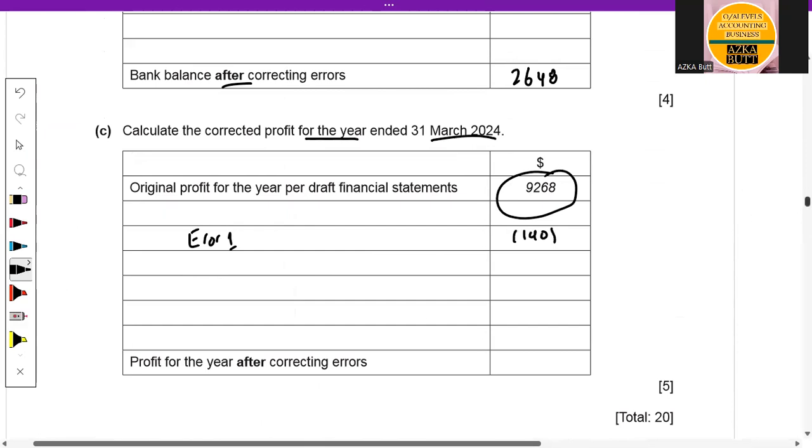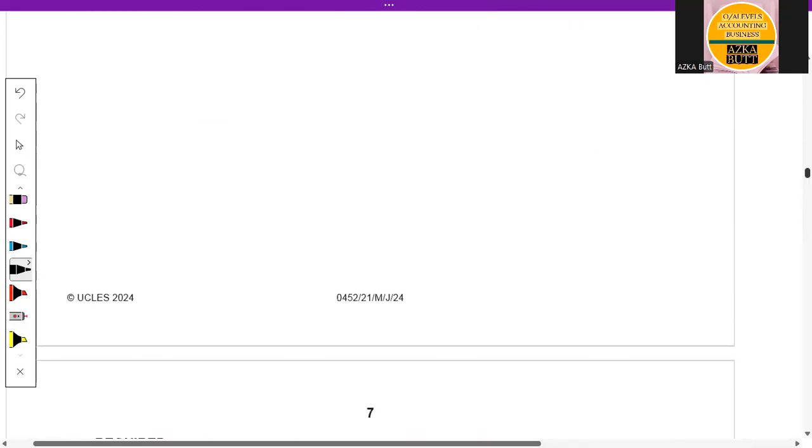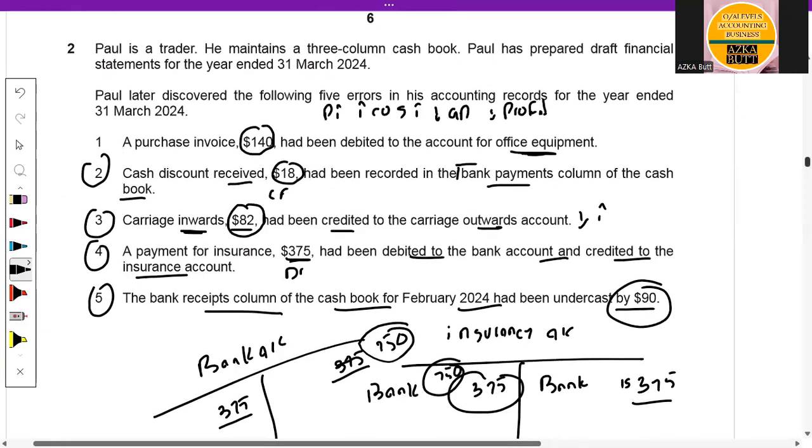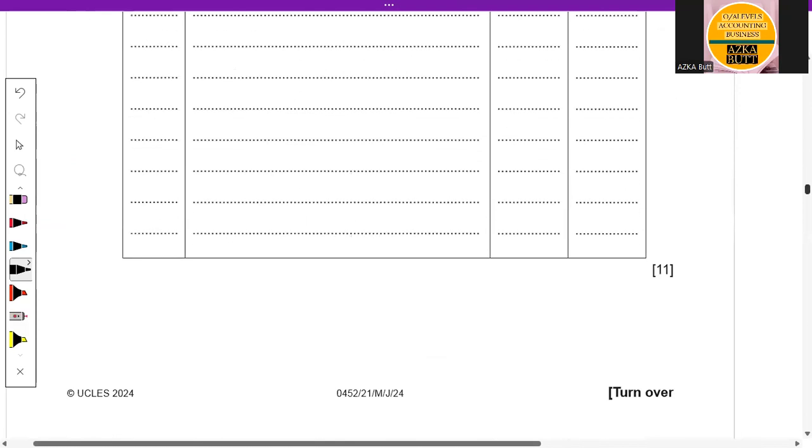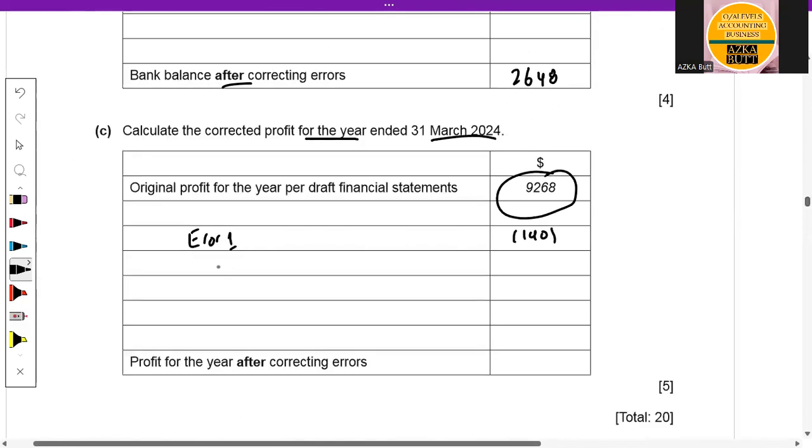Okay, now let's see the other error. Error 2: the cash discount received of $18 had been recorded in the bank payment column of the cash book. So this is the cash discount received, and we know this is a part of your other income. So $18 will be added back.